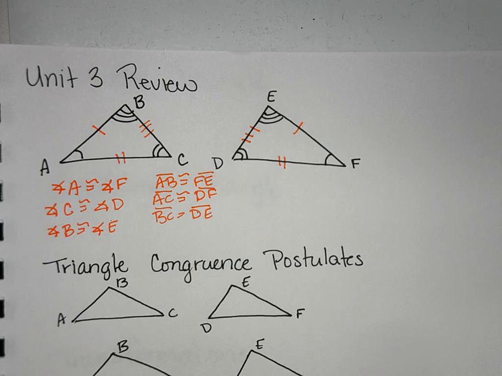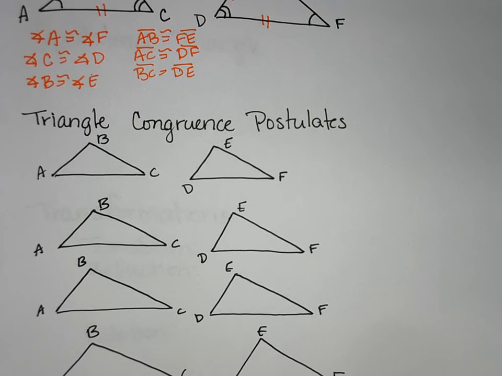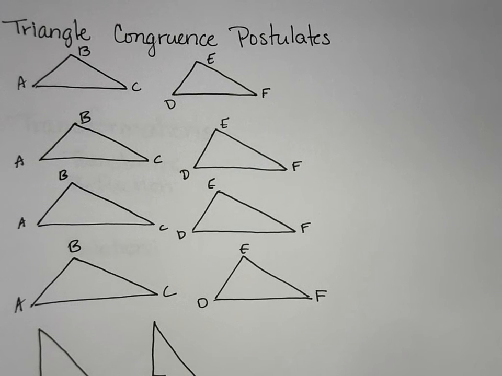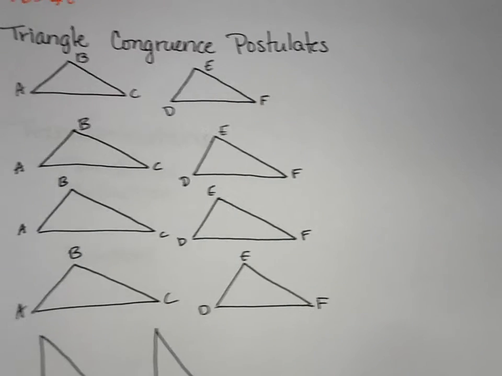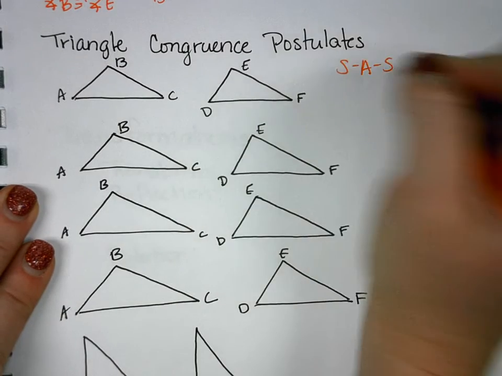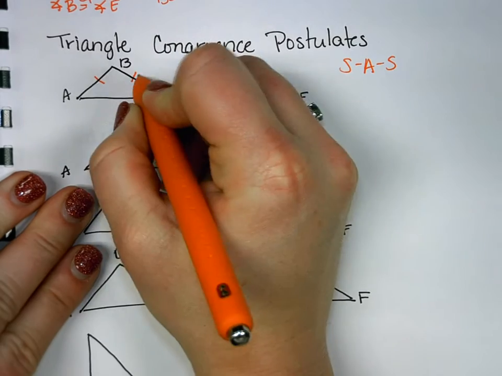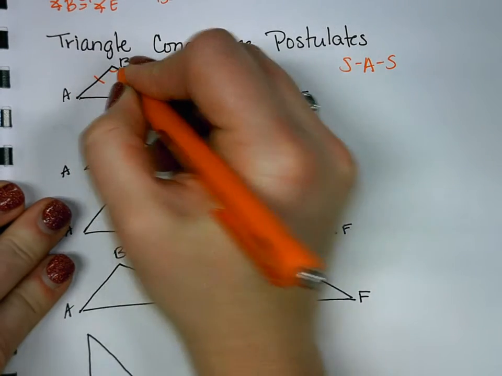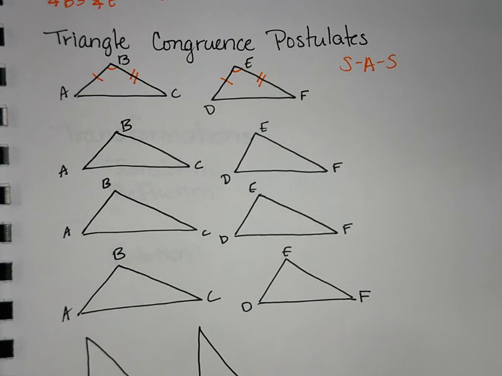But then we went into some shortcut postulates that helped us identify whether triangles were congruent without having to show all 6 things. Does anyone remember what one of our congruence postulates was? Side angle side. We had to have 2 sides congruent, and see how the A is between the 2 S's? That means it has to be the angle between the 2 congruent sides that is also congruent. That would be our side angle side.